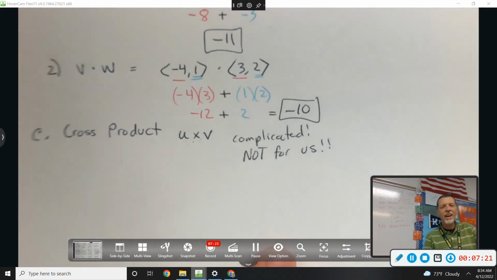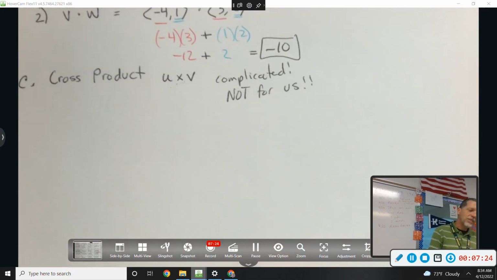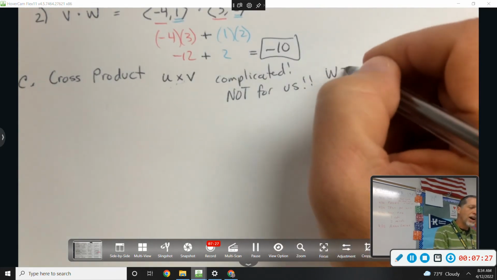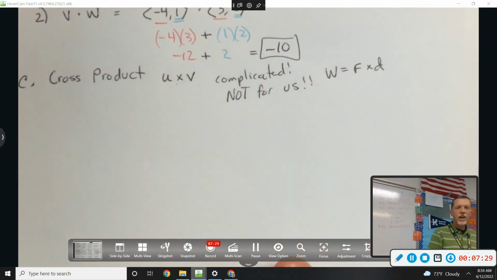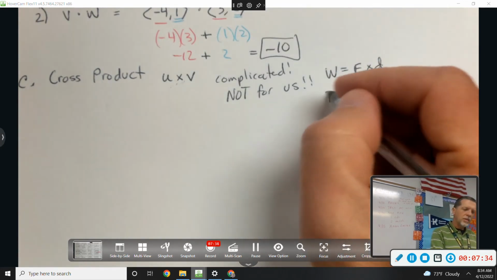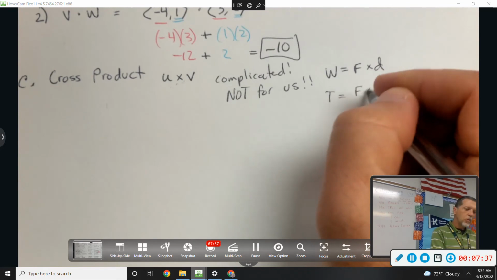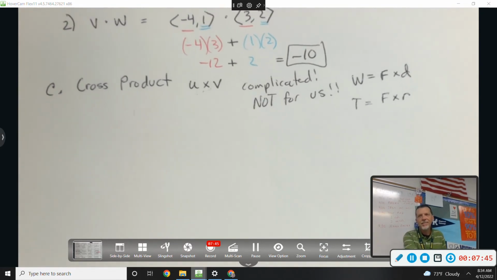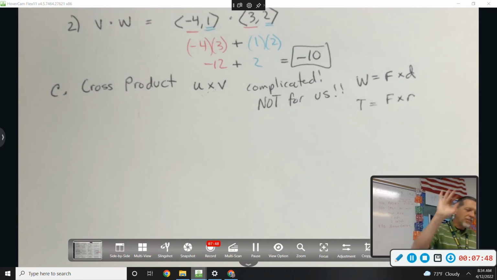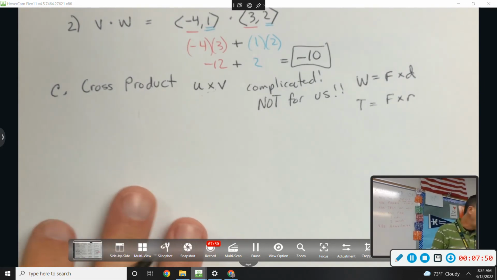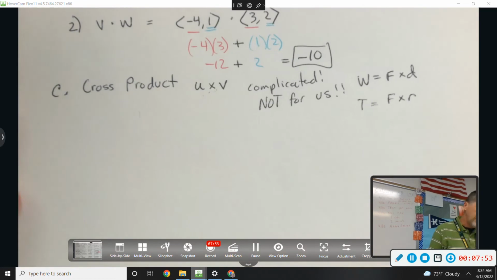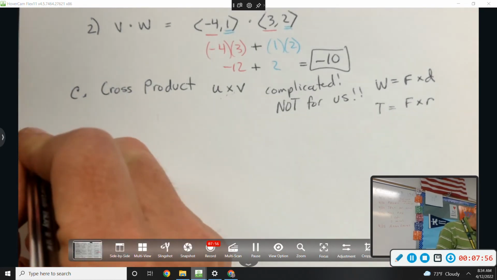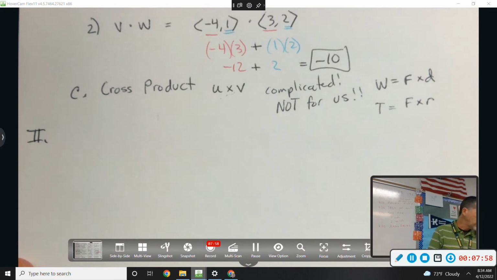I'd have to rethink how to do it. It comes up a lot in physics. Work equals force cross with distance, I think. Torque equals force cross with radius. It comes up in physics a lot, but it may not even come up in the physics you do, so you still don't have to worry about it. All right, so that's enough about cross product, since you may not do anything with it in high school ever, but I wanted you to at least understand that there's yet another way to multiply with vectors.